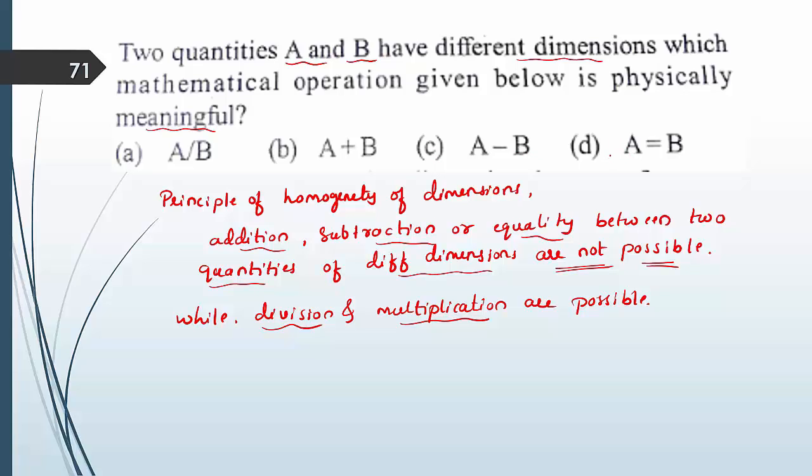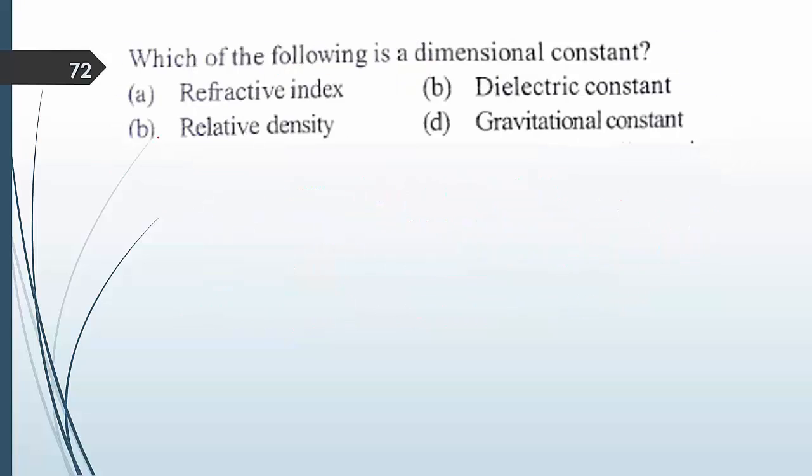Now tell me which is the right answer. A plus B, A minus B, A equal to B: these operations are not possible when the quantities have different dimensions. Then which is the right option? A over B. Either division or multiplication is possible according to the principle of homogeneity. So option A is right.